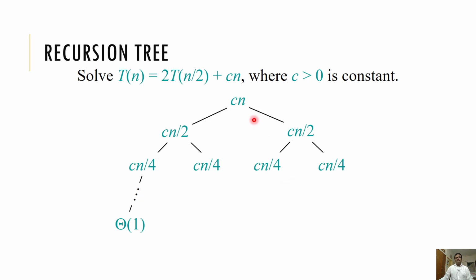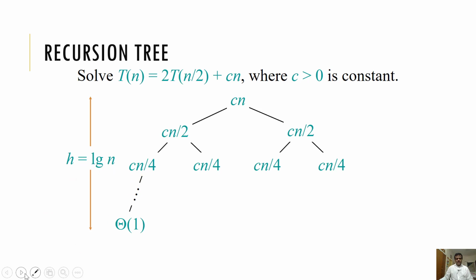So, how to get the sum? We have to find the height of this tree. The height of this tree is basically log n. Why is it log n? Because the way it is coming down, this is n by 2, n by 4, this way it comes down to size 1. So, if the height is h, then n by 2 to the power h is equal to 1. So, n is equal to 2 to the power h. So, h is log n.